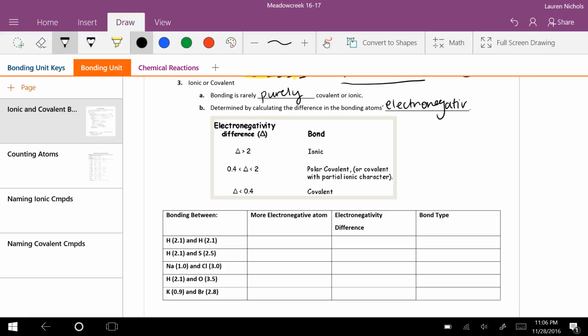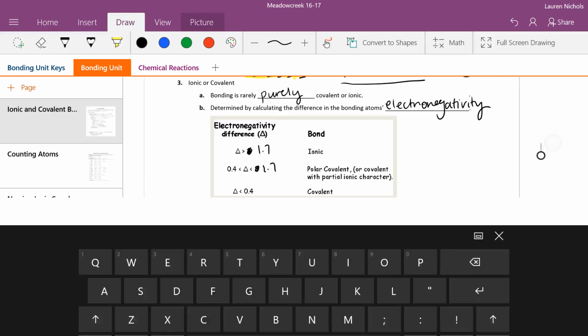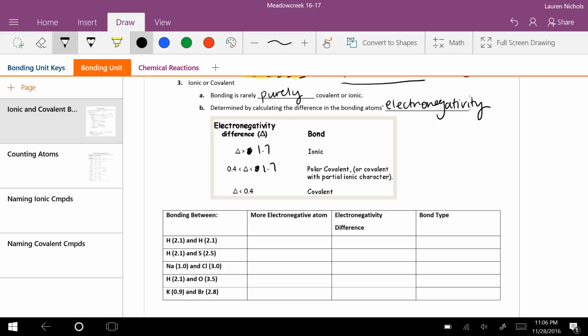Now, we know that ionic has a high electronegativity difference and covalent is kind of low. If your electronegativity difference, which is this triangle, and remember, difference is just a subtraction, is greater than or equal to 1.7, you're going to be ionic. And if your electronegativity difference is between 0.4, or equal to 0.4, and less than 1.7, you're going to be polar covalent. And all that means is that you are covalent, but you do have a partial ionic character, meaning that electrons are not shared equally. In a normal covalent compound, also considered non-polar, those electrons are shared equally.